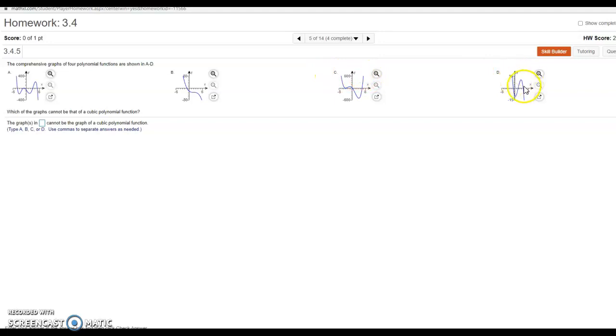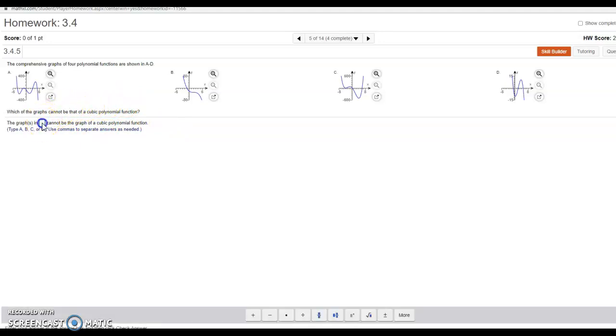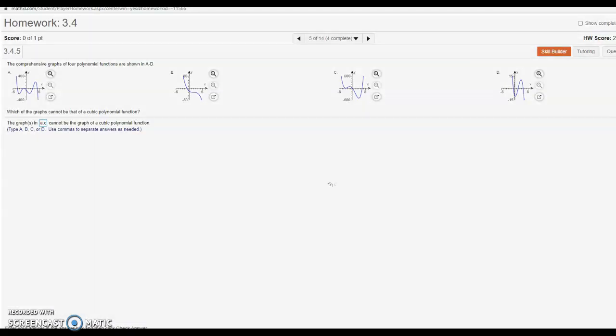And then graph D could be cubic. We've got 1, 2, 3 x-intercepts, and the ends split. So B and D could be cubic. Oh, but the question is which cannot be, so that's kind of tricky there. Which could not be, so that would be A and C. I see what I did there. You've got to be careful to state the opposite, which could not be.